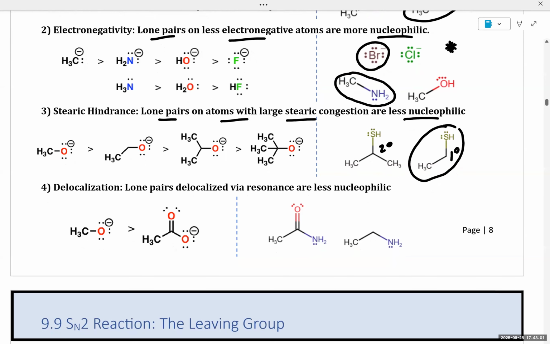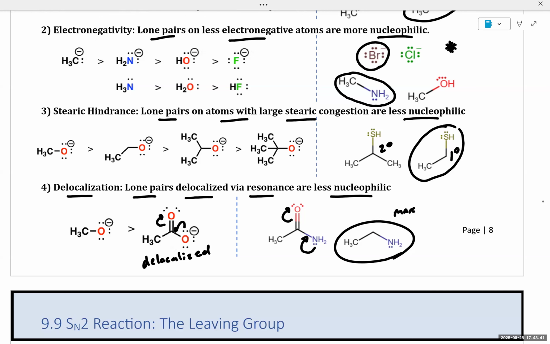It's important to note, because the nucleophile donates a lone pair, delocalization and conjugation can have a huge effect on a given atom and a given lone pair's nucleophilicity. Lone pairs that are delocalized via resonance are less nucleophilic. That's why, for example, methoxide is more nucleophilic than the acetate anion, because the acetate anion lone pair is delocalized. By the same token, if we compare an amide and an amine, because an amide lone pair is delocalized, the amine is going to be generally more nucleophilic.